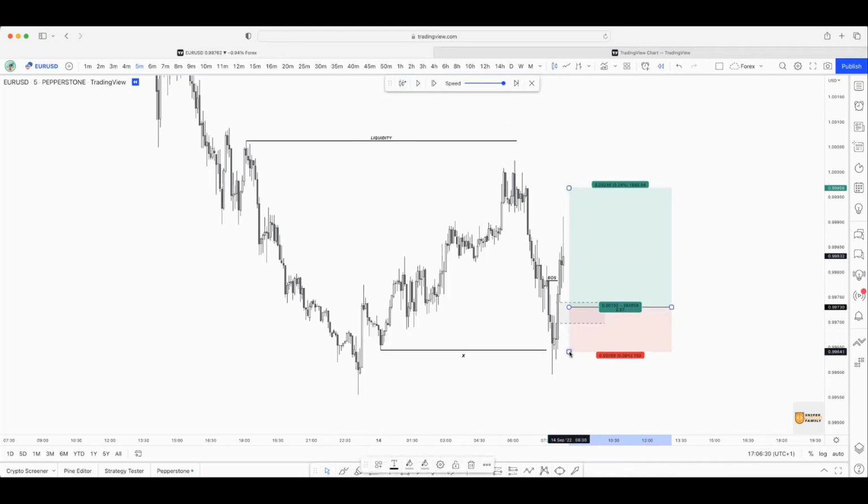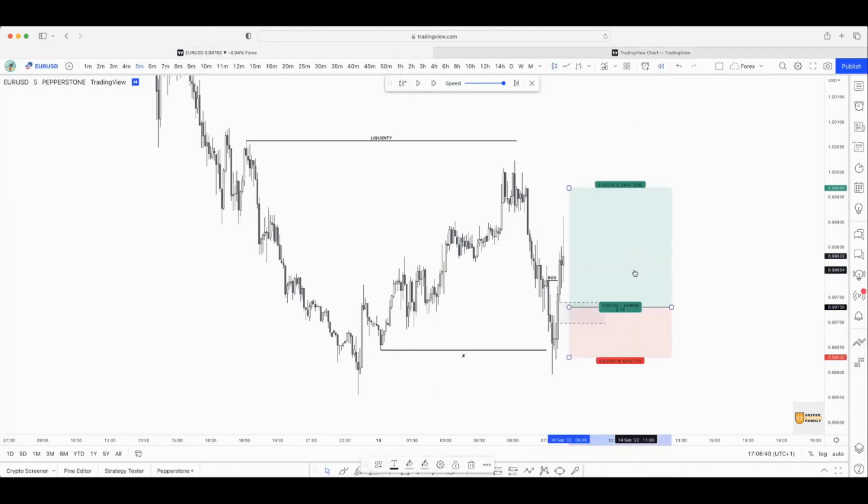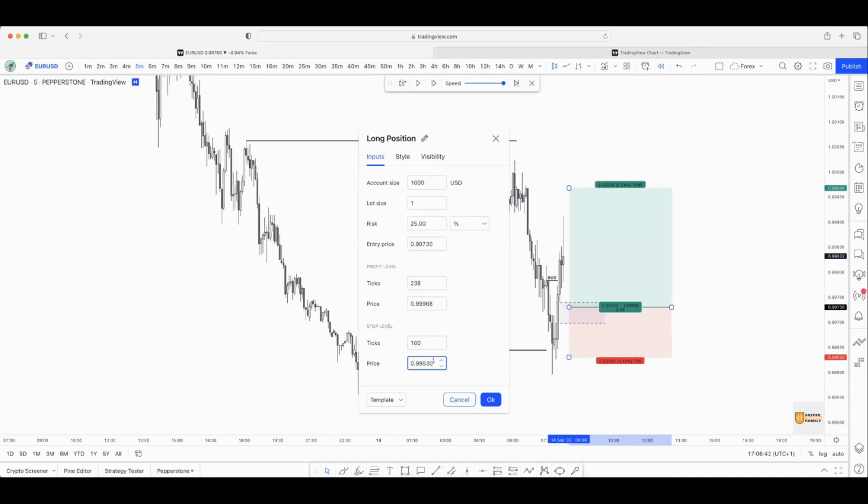And then the stop loss should just go below this. That's about 10 pips. So that's a 10 pip stop loss, or 996.20. That was where it was. 996.20. That's an 11 pip stop loss.